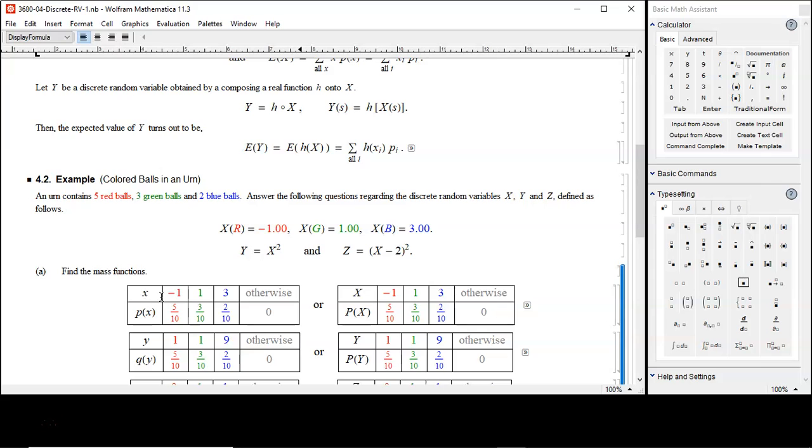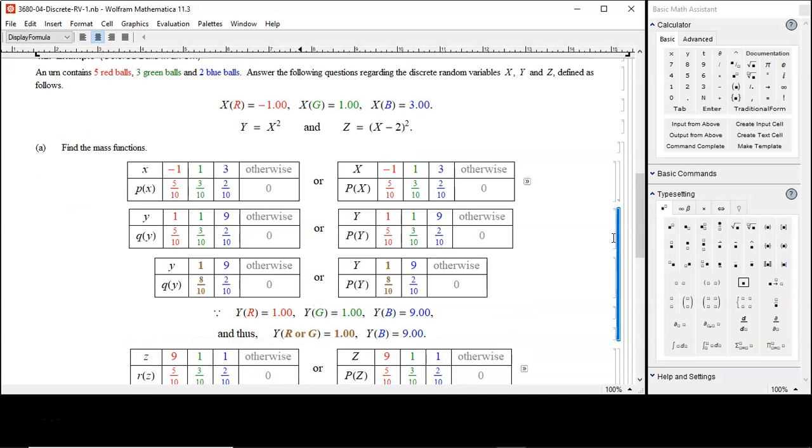So, for x, we have -1, +1, and 3, and the probabilities. Let me call this px. Mass function for capital X is px. Now, for capital Y, I need another character. I cannot use P anymore, it's taken, so let me choose Q. And the random variable Y will take values 1, 1, 9. You see, -1 squared, so that's +1. And 1 squared, that too is +1. And 3 squared, so 9. Make sense here?